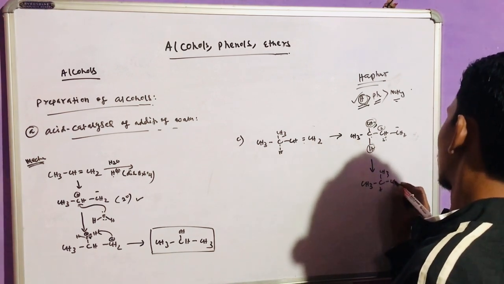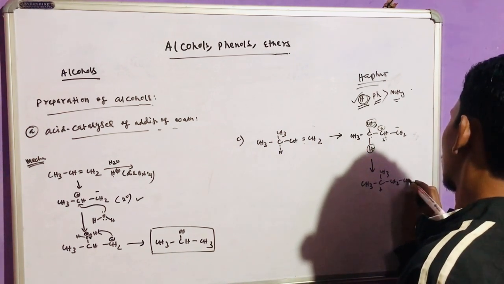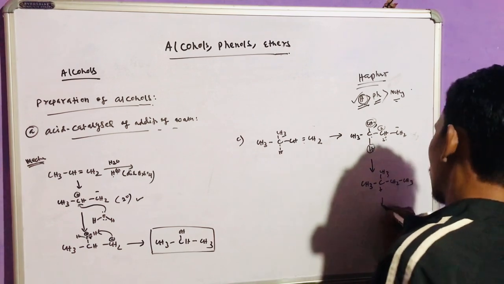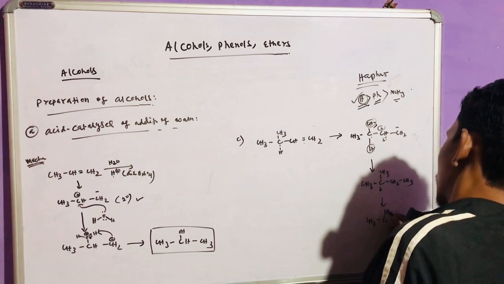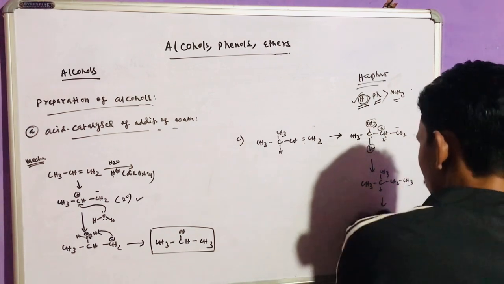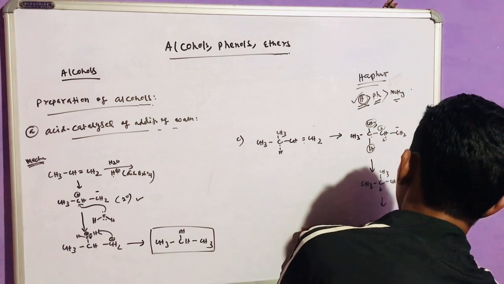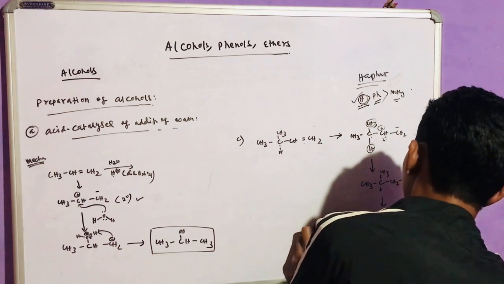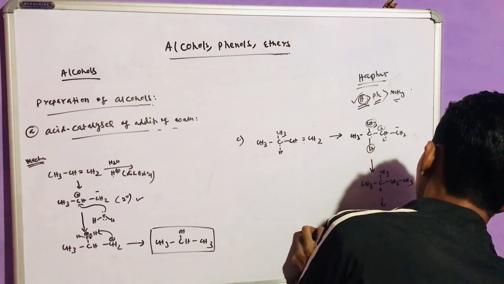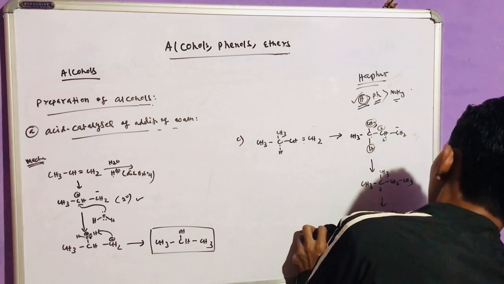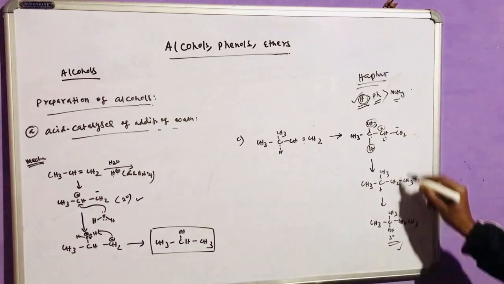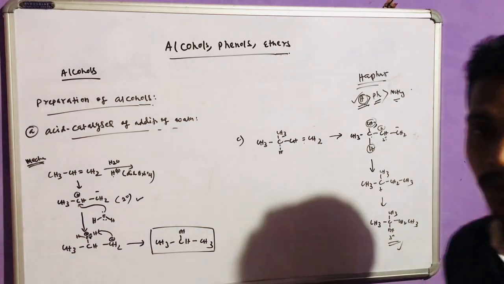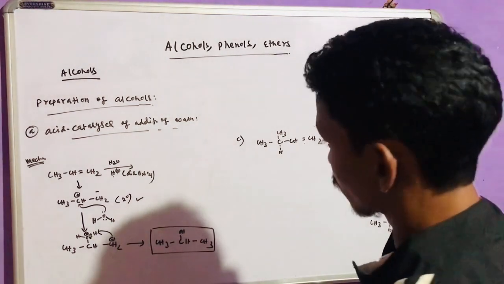So this will give CH3 plus CH2 CH3. Now OH will attach here, giving CH3 CH2 C OH CH3 CH3, and this is 3 degree. So 3 degree is most stable. So if carbocation formation is happening, then rearrangement is possible.